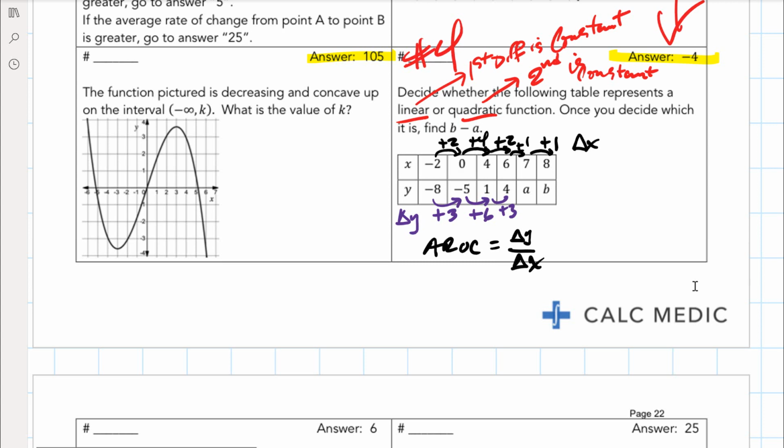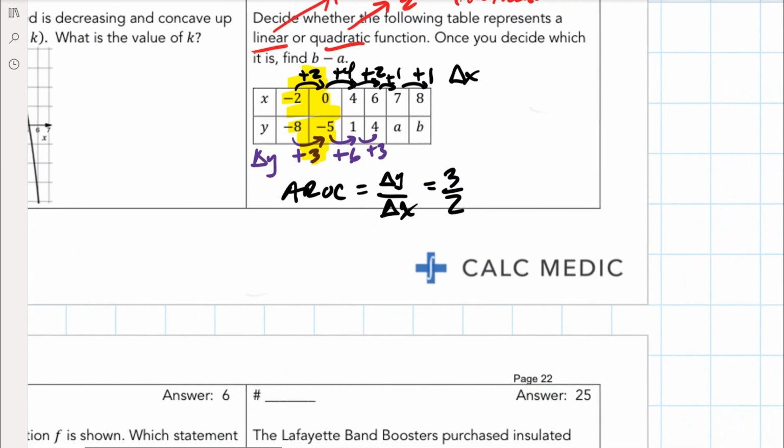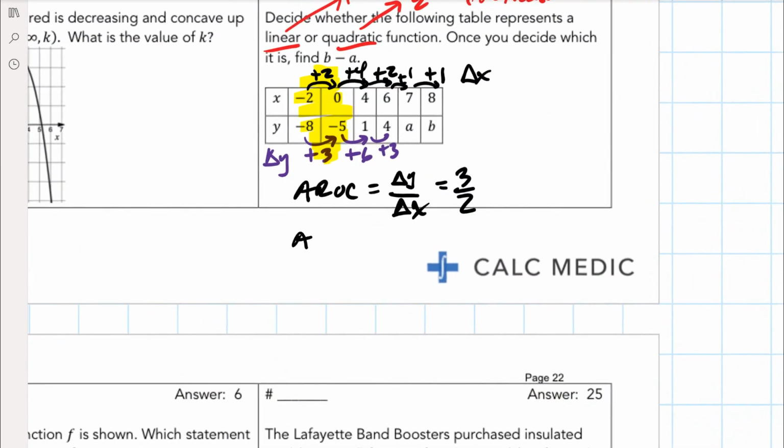So let's take a look at our first interval right here. Okay, so in that interval right there, what's the average rate of change? Well, delta y is 3, and then delta x is 2, so the slope is 3/2 right there. But it has to be consistent for it to be linear. It has to be constant. So my second rate of change, so let's dig a little deeper here. The second rate of change, using my second interval from 0 to 4, okay, that should be equal to 6 divided by 4. I'm looking at the second interval now. I'm talking about this one.